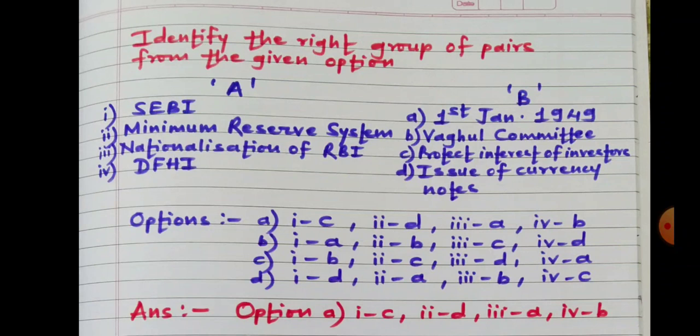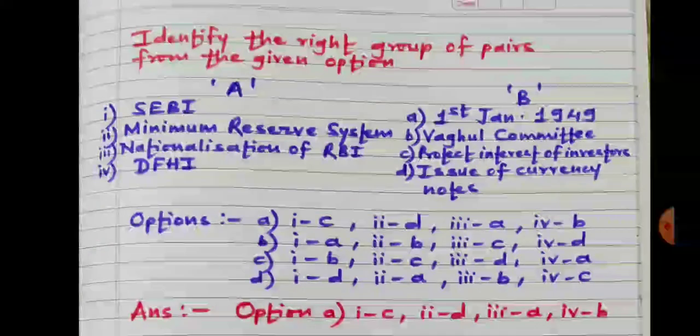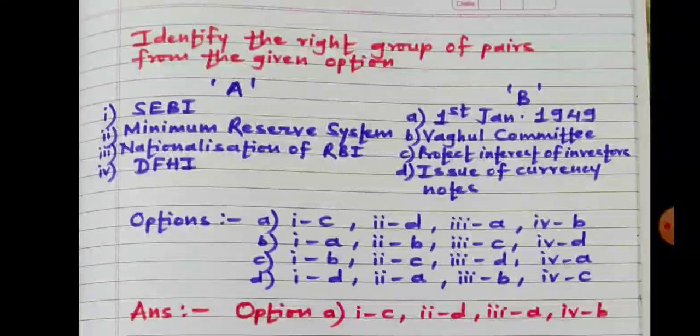And here the answer is option number A. Number 1 SEBI matches with C, protect the interests of the investor. Number 2 minimum reserve system matches with D, issue of currency notes. Number 3 nationalization of RBI matches with A, that is 1st Jan 1949, and number 4 DFHI matches with B, that is Waghul Committee. So your correct answer is option A, 1C, 2D, 3A, 4B. Okay. Now let us see the next example.